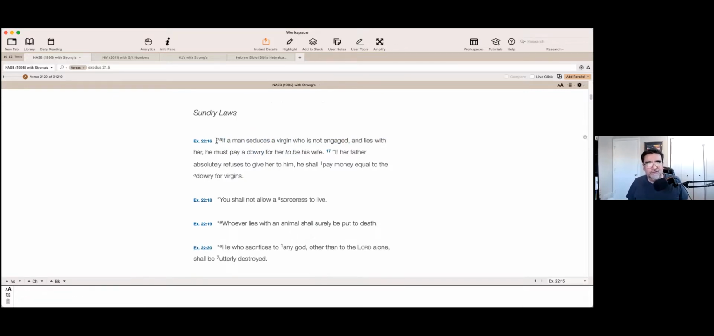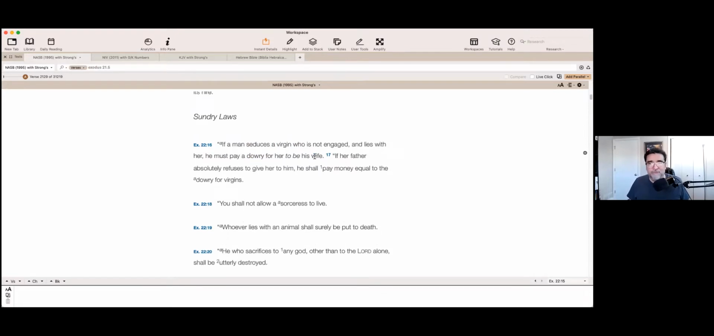This is a man who seduces a virgin who's not engaged, and if he takes her, then he has to pay a dowry for her, and he has to marry her. Right? Now, if her father refuses to give her to him because maybe she didn't want to be with him after the way he is, and the father refuses to give her, then he shall pay money equal to the dowry for virgins. So that's protection, all around protections.